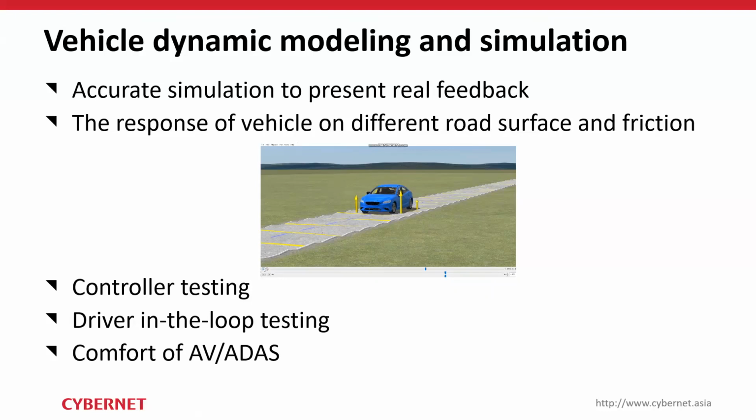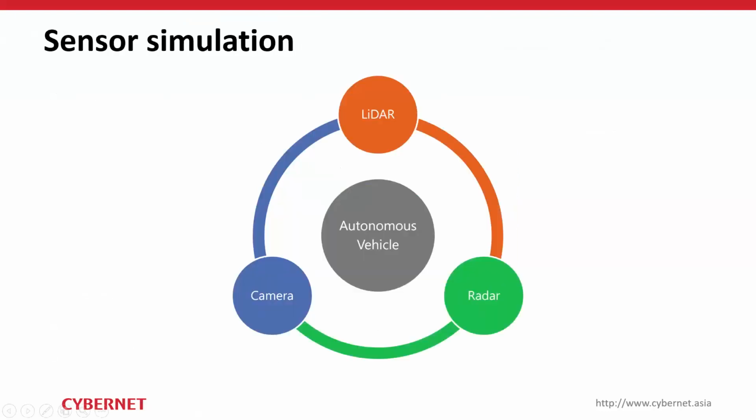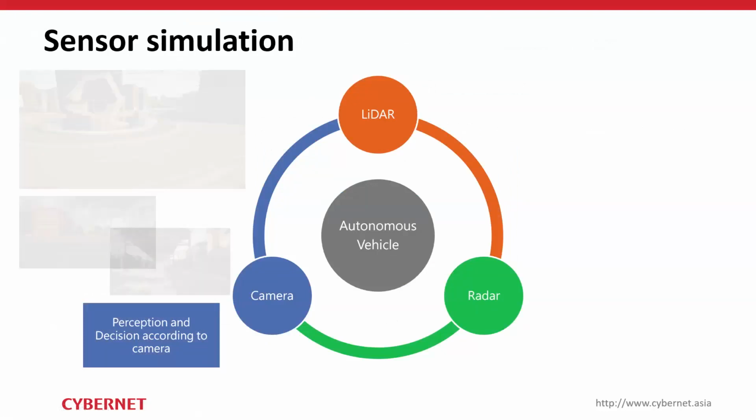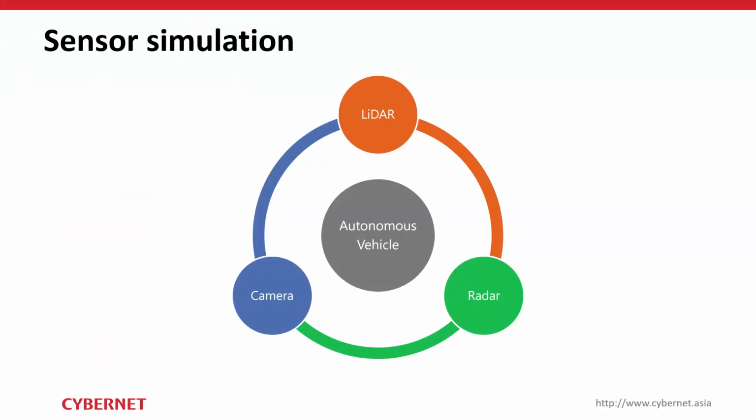Since we have talked lots about vehicle modeling, now we should go to the sensor simulation part. There are three major kinds of sensors our customers want to use: camera, LiDAR, and radar. Customers use camera to do the perception and the decision testing.